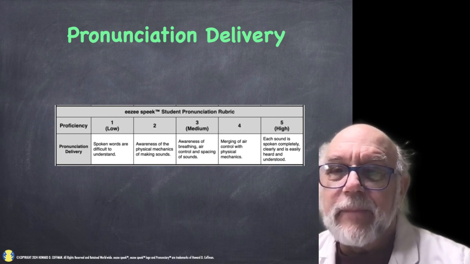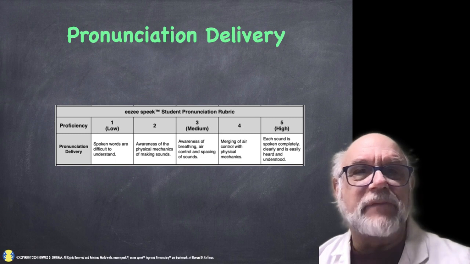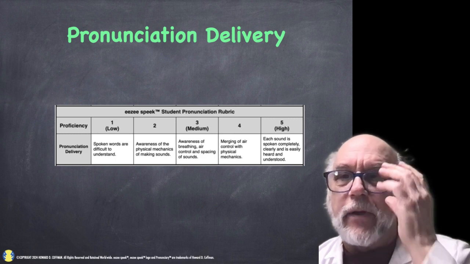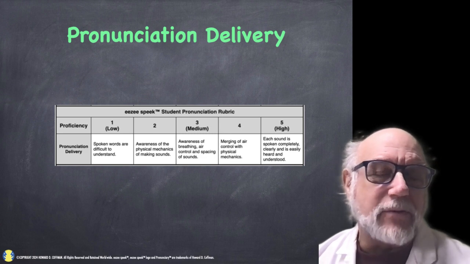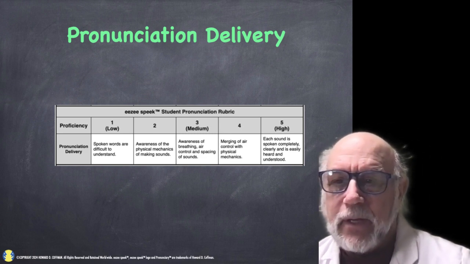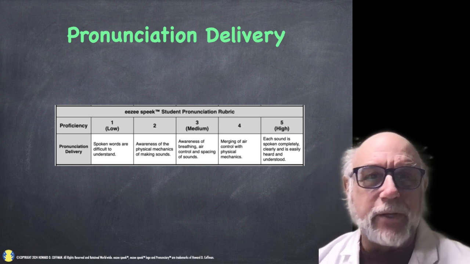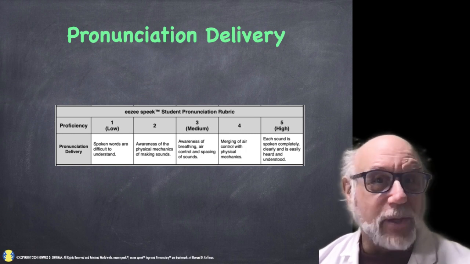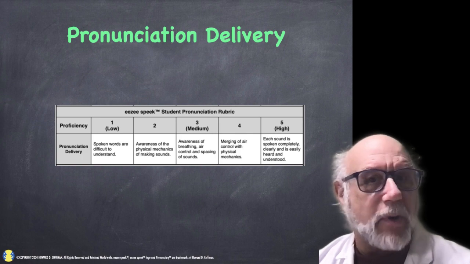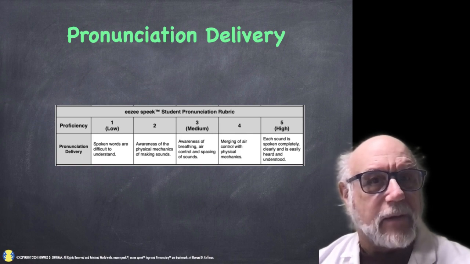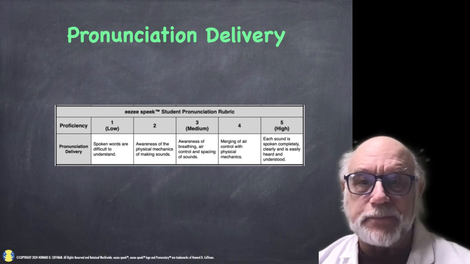So managing your air and physical control gets you a 4. And if you can pronounce each sound as being spoken clearly, completely, slowly, like I keep saying, then you really are hitting the high mark here. And quite frankly, you can do this.